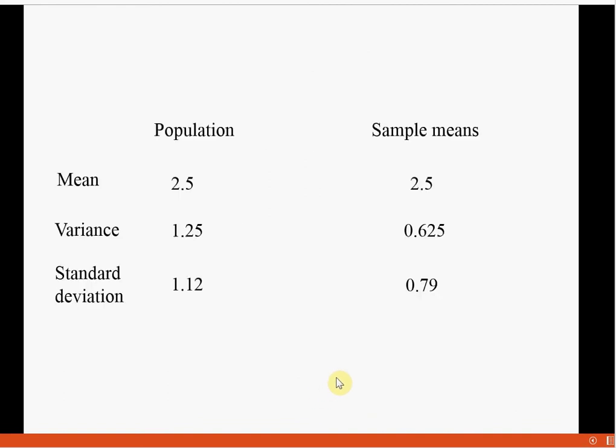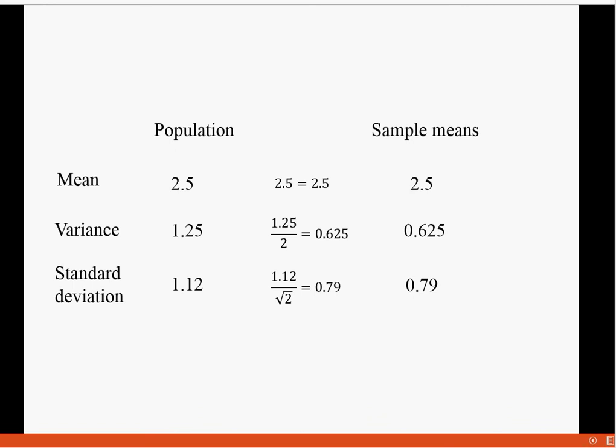Another thing we learned from this in-class activity is the relationship between the two sets of values. For the population, there are the mean, variance, and standard deviation on the one hand, and for the sample means, the mean, variance, and standard deviation on the other hand. We know that between these two sets of values, there's a relationship, right? The population mean is equal to the mean of the sample means, the population variance divided by the sample size is equal to the variance of the sample means, and the population standard deviation divided by the square root of sample size is equal to the standard error of the sample means.